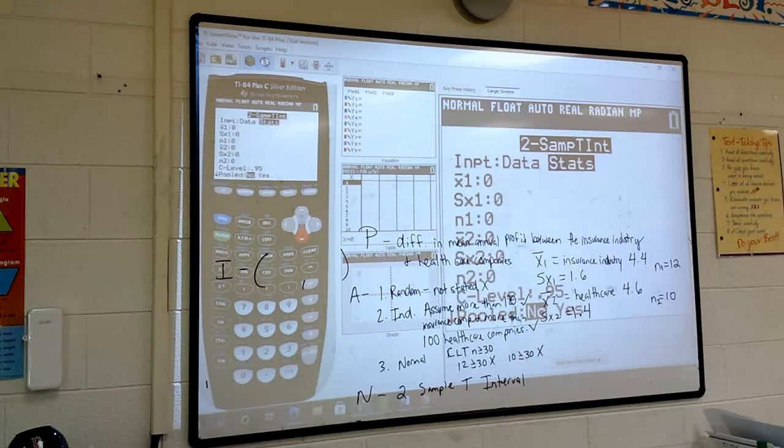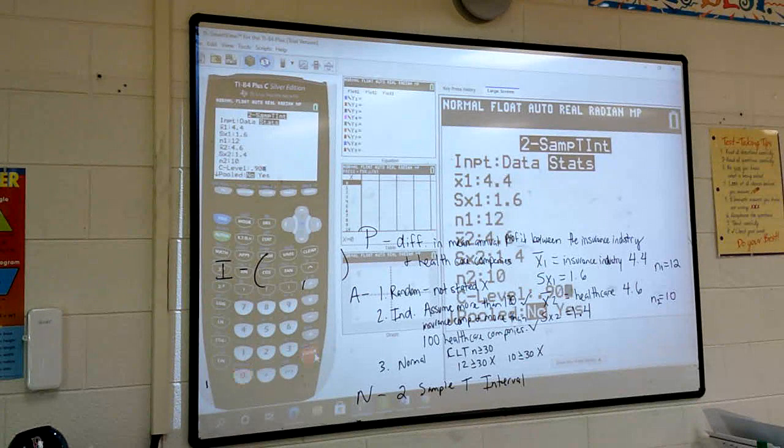Okay, so mean 1 is 4.4. And make sure you're putting it in correctly in order, because a lot of people will put a number in the wrong one, and that's going to really mess you up. Standard deviation is 1.6, and the sample size is 12. In the second one, the mean is 4.6, standard deviation is 1.4, and the sample size is 10. These are small samples, right? And we want to be 90% confident.